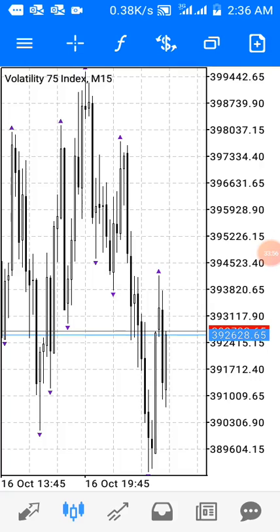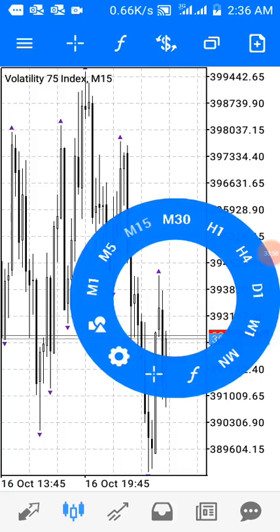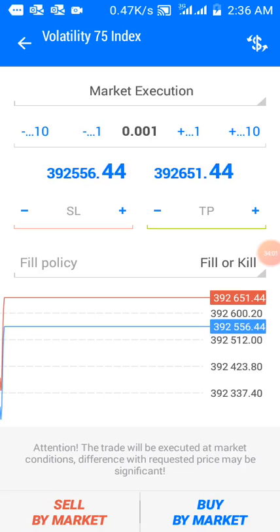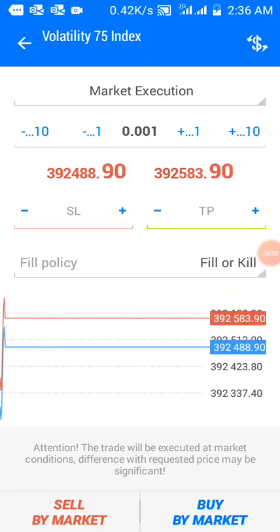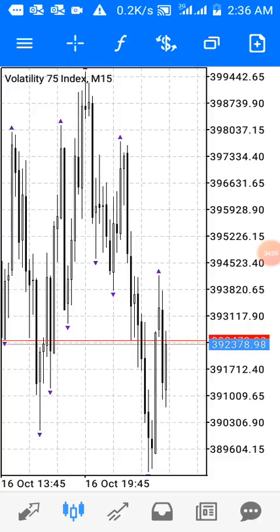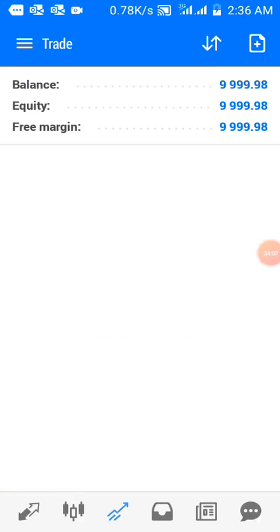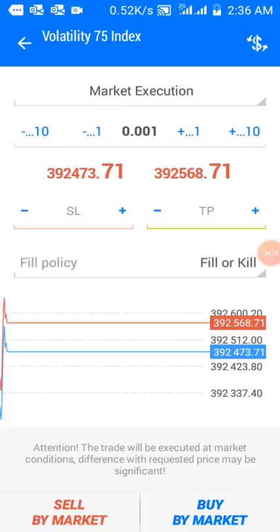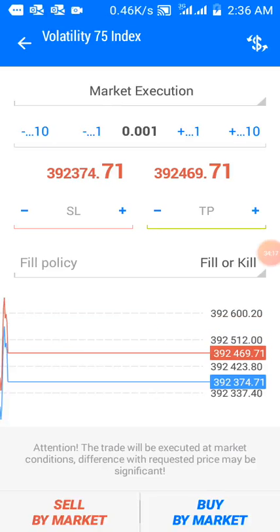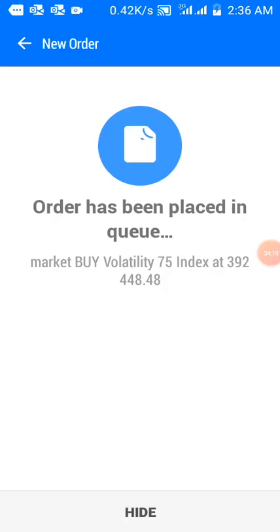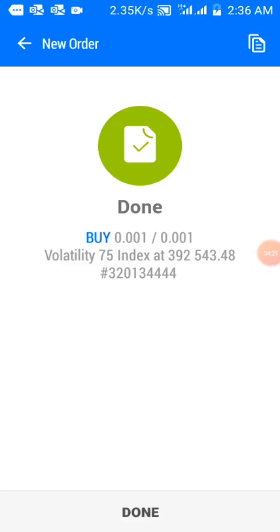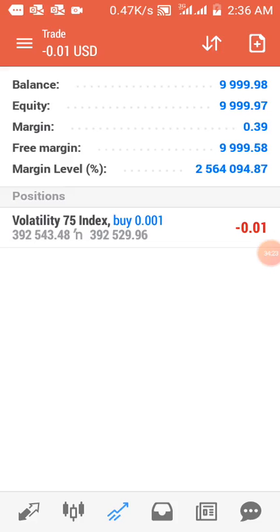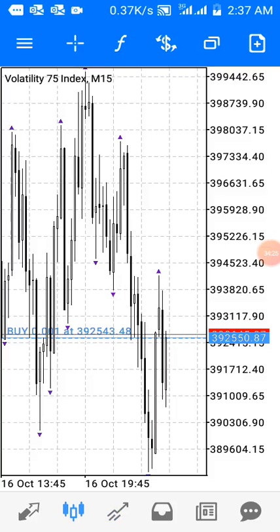Now let's assume I place a buy trade. I'm going to buy 0.001 on a demo account with a balance of 9999. So let's start with 0.001. I place a buy trade with my buy button. The order has been placed, and now I have a buy position.